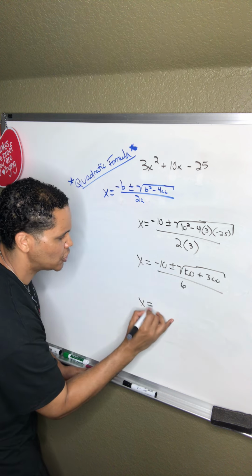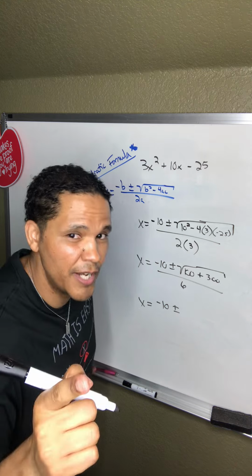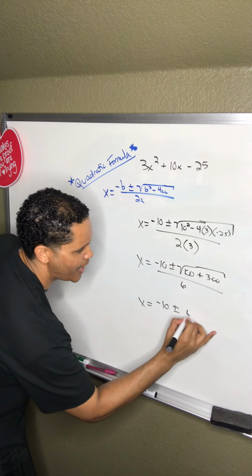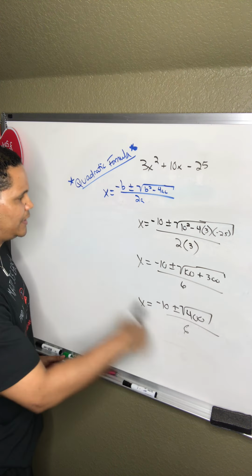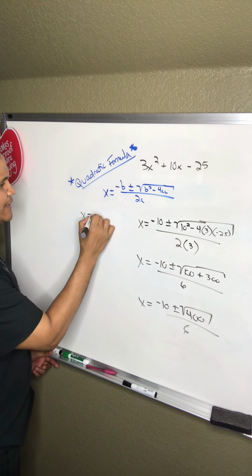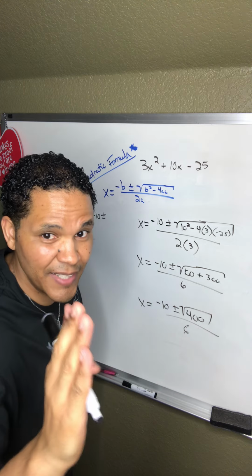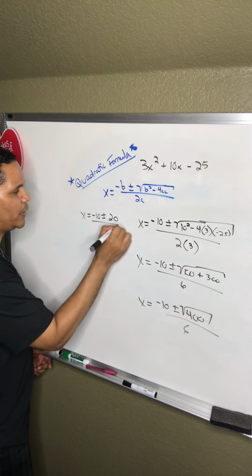Okay, here we go. So we have x equals negative 10 plus or minus. If I have $100 and I add $300, I now have $400. All right, 400, but that's under the square root over 6. Let's go ahead and go up here. So we have x equals negative 10 plus or minus. What is the square root of 400, or what times what gives us 400? 20, good. 20 over 6.